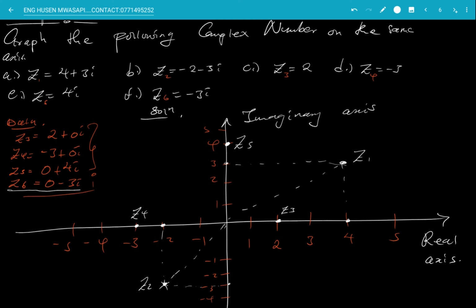Z6 has no real, but has a negative imaginary value. So you're having -3 there. So this will be Z6. By doing this, it implies that you have graphed all the complex numbers that were given. This is a very simple topic to do. In fact, a very simple subtopic, a basic topic that we have in complex numbers.